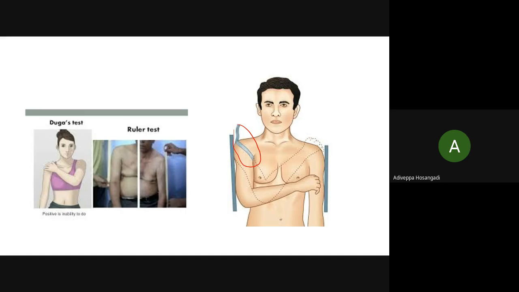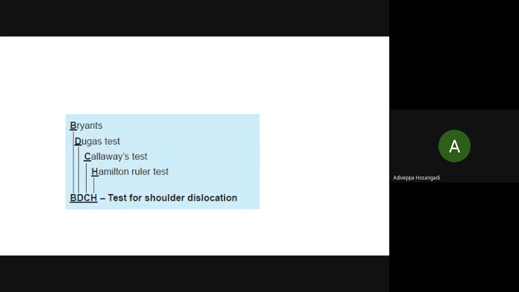Going from anterior to posterior, measuring the vertical circumference of the axilla. That is the Callaway test. It is increased in anterior dislocation of the shoulder. This is what I was telling.